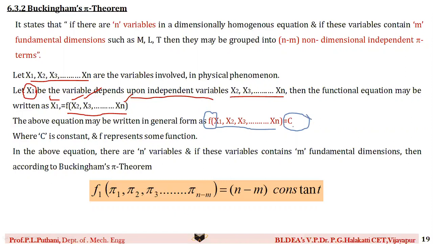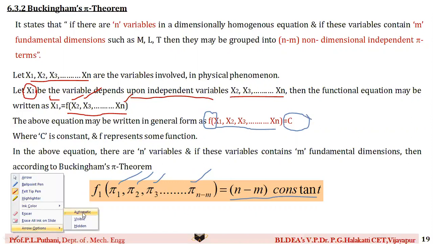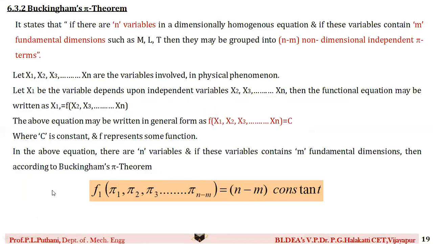So according to Buckingham's pi theorem, how can we write the equation? We write it in this form: f1 of pi 1, pi 2, pi 3, so on to pi of n minus m is equal to a constant. Before we go for this particular theorem, we need to go through some of the steps for how to implement this Buckingham's pi theorem. Let us see the steps.